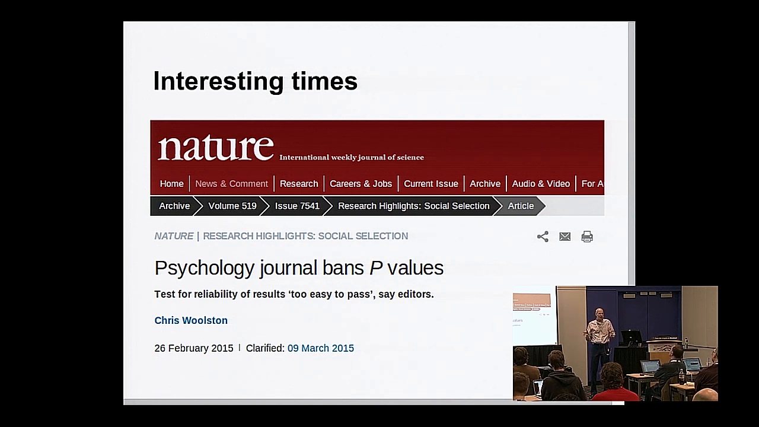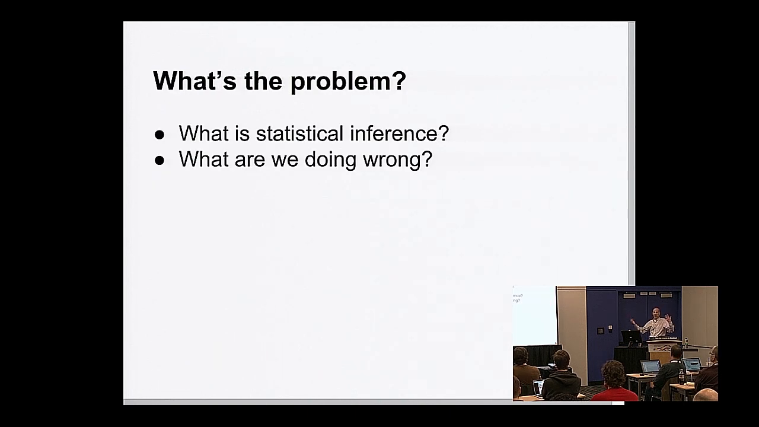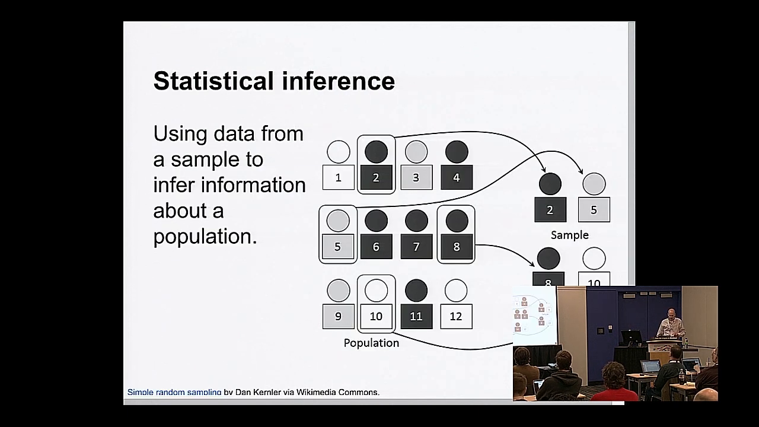So I appreciate the fact that the journal shook things up and got people talking about this issue. What I want to do today is explain what the problem is that they are reacting to, and I'm going to make a recommendation about what we should do going forward for both science and engineering and other fields where we need these tools. So I want to start just by reiterating what statistical inference is.